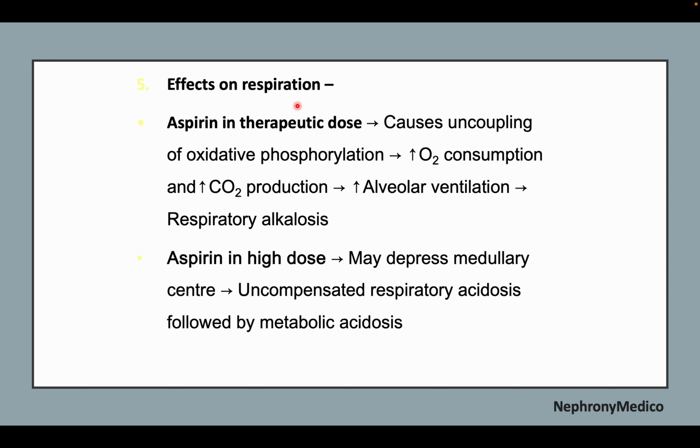Now, effects on respiration. In therapeutic dose, it causes uncoupling of oxidative phosphorylation, leading to increased oxygen consumption and increased carbon dioxide production, and there is increased alveolar ventilation and respiratory alkalosis. Aspirin in high doses may depress the medullary center, and there is uncompensated respiratory acidosis followed by metabolic acidosis.